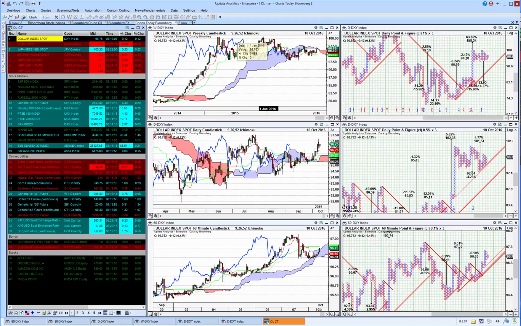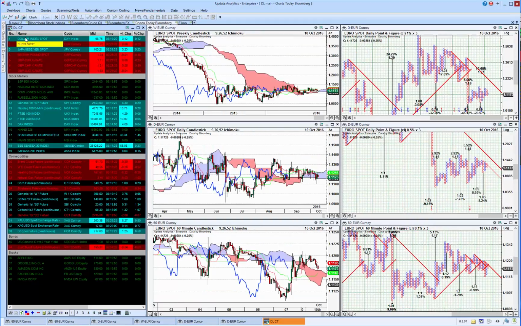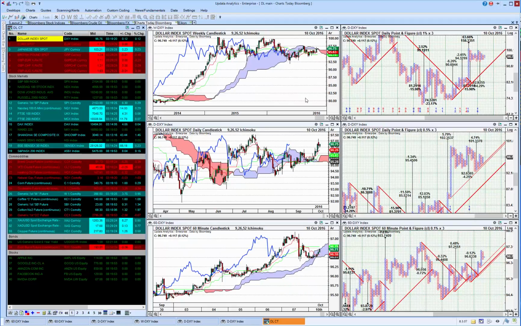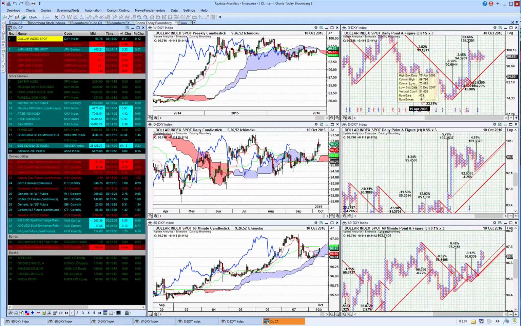So here we see the dollar index, and the charts that I have here are tracker charts. That means that when you click on one of the items here, all 6 charts change. This is my weekly, my daily, and my 60-minute chart. So this is a long-term, medium-term and short-term view. And on the point and figure, this is a 1% log scale, 0.5% log scale, and 0.1% log scale. So again, long, medium and short-term view. The long-term view at the top, the medium-term view in the middle, and the short-term view here at the bottom.